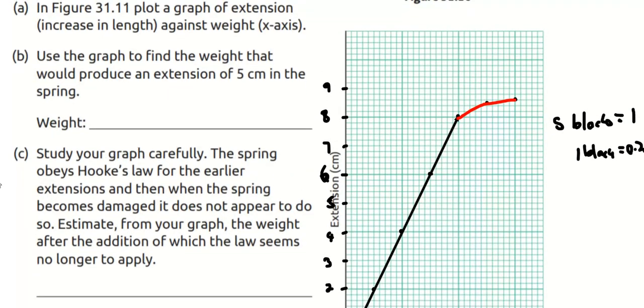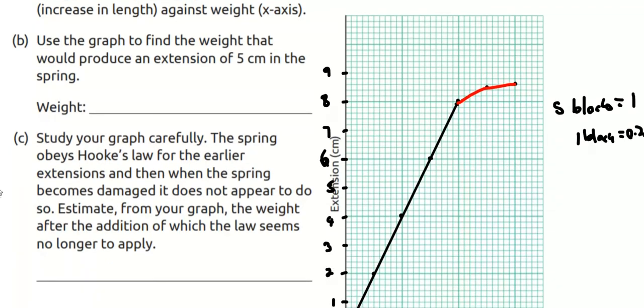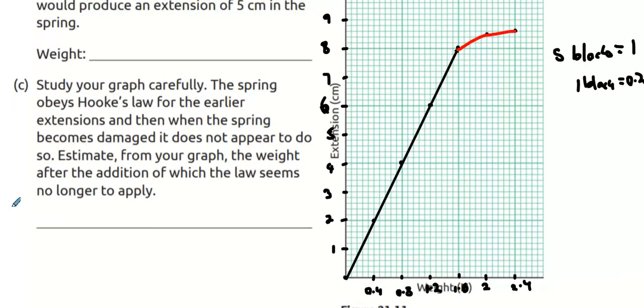Use the graph to find out what weight would produce an extension of 5 centimeters. Now an extension of 5 centimeters we can see here. See the 5 centimeters? Draw a line straight across and then go straight down. I'd say halfway between 0.8 and 1.2, which is 1. So 1 newton.